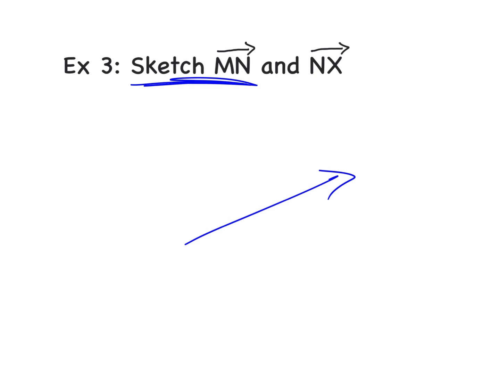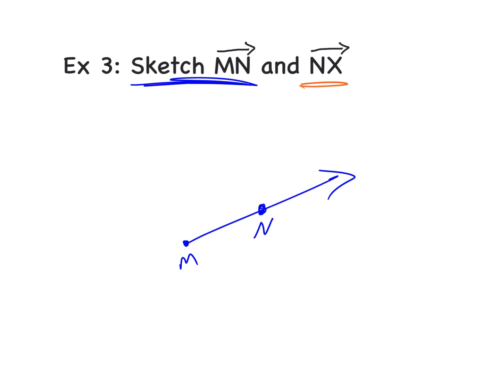Now I need to label it. Which one of those letters is my starting point? M. How do we know M's the starting point? You're right, but how do we know it? Perfect. It's the first letter in the name of it, right? The first letter in the name is always the starting point. And does it matter where I put N on this? No. Just put N anywhere. All right, now I have ray MN sketched.